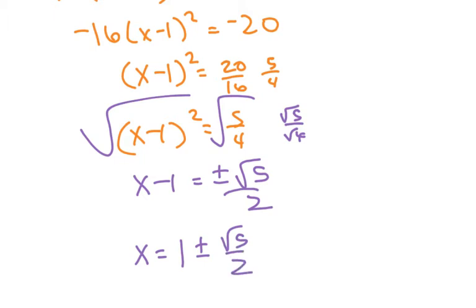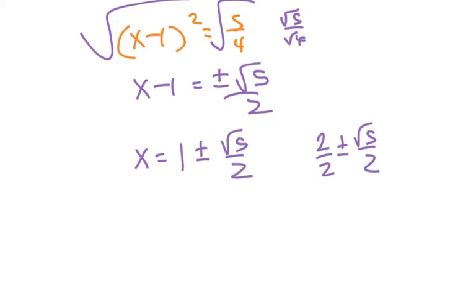Write that as a single fraction. Okay, that's how we do this. And so you're going to have to change the 1 into halves. So I'm going to have 2 halves plus or minus the square root of 5 over 2. So that's going to be 2 plus or minus the square root of 5 all over 2. And that's going to be my solution.